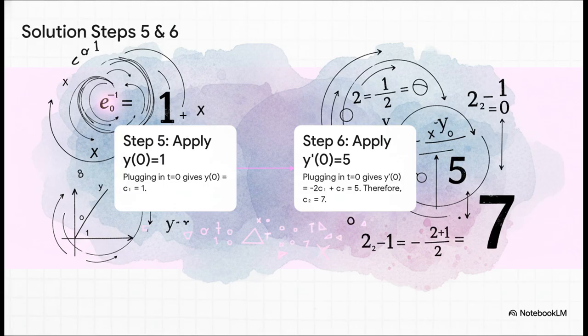Now for the satisfying part, plugging in the numbers. We start with y of 0 equals 1. When we plug t equals 0 into our solution, that whole second term with the t just goes to 0. Poof. And e to the 0 is 1, so we're left with c1 equals 1. Awesome. Now for y prime of 0 equals 5, we plug t equals 0 into our derivative. Again, the term with the t disappears. We're left with minus 2 c1 plus c2 equals 5. We already know c1 is 1, so minus 2 plus c2 is 5, a little bit of algebra, and we get c2 equals 7.